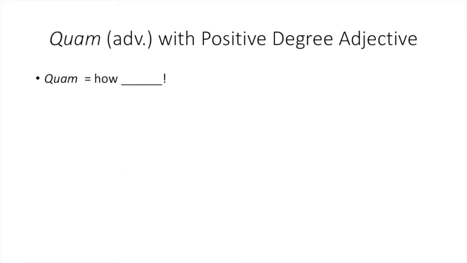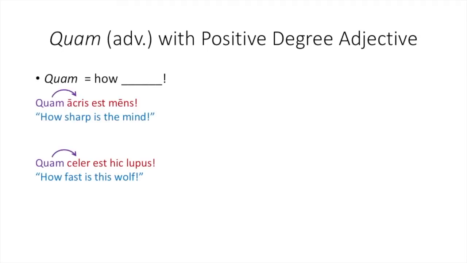With the positive, it just means how, or how blank. And this one you've already actually seen, we just may not have spent too much time with it. So quam here is modifying the adjective. So quam acris est mens, we're modifying acris with quam, and so we can translate it like how sharp is the mind. Or quam celer est hic lupus, how fast is this wolf.